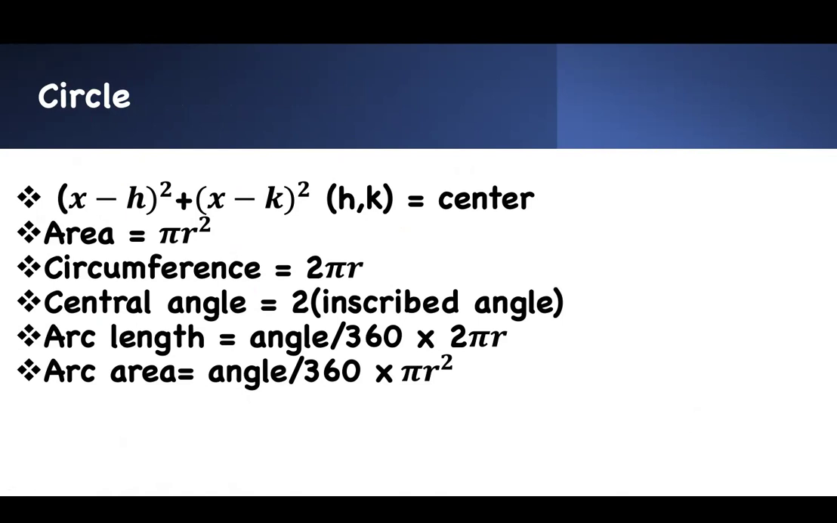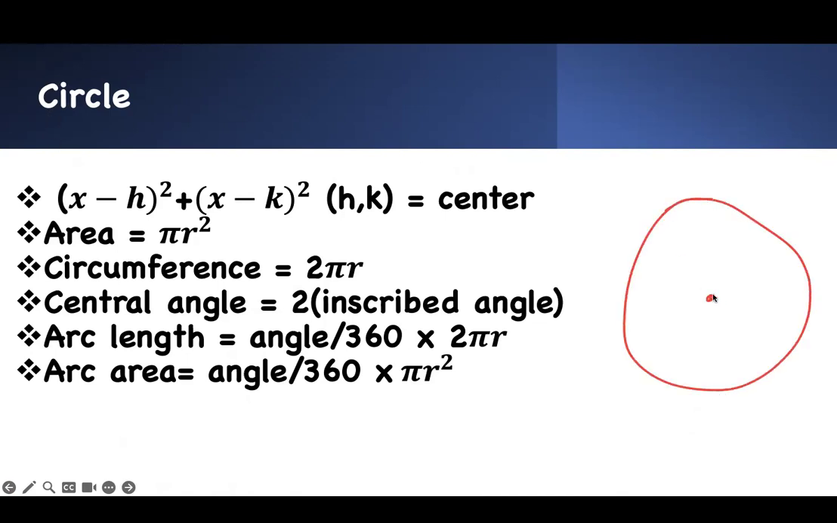Of course, the circle is coming, where h and k are what? The center of the circle. The area of the circle is pi r squared. The circumference is the outside pathway, 2 pi r. The central angle has a relationship with what? The inscribed angle. And what does that mean?